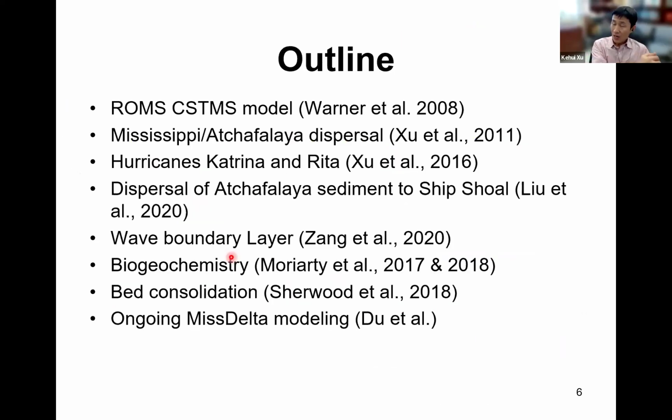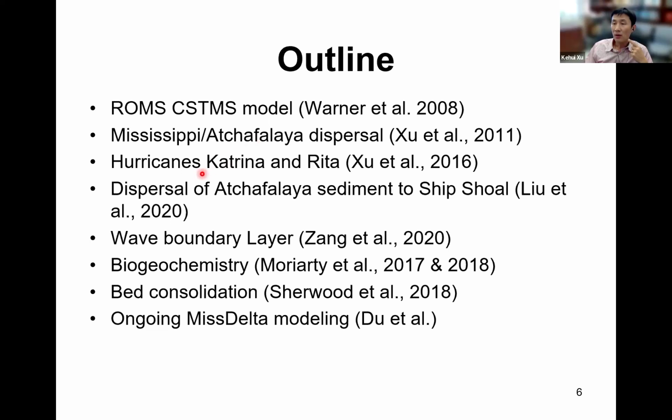In today's talk, I'm going to review several articles. I have a long list over here. This might be a little bit overwhelming, but let me explain. I'm going to begin with John Warner's article. Basically, a group of authors developed a sediment transport model in ROMS. Throughout today's talk, most of the modeling studies used John Warner's model. And then I will talk about the sediment dispersal from two large rivers, the Mississippi and the Atchafalaya.